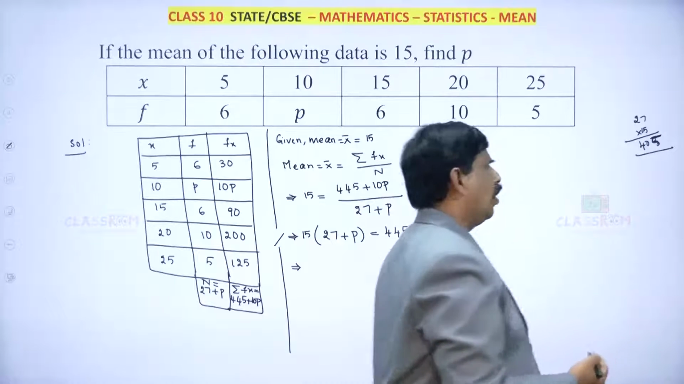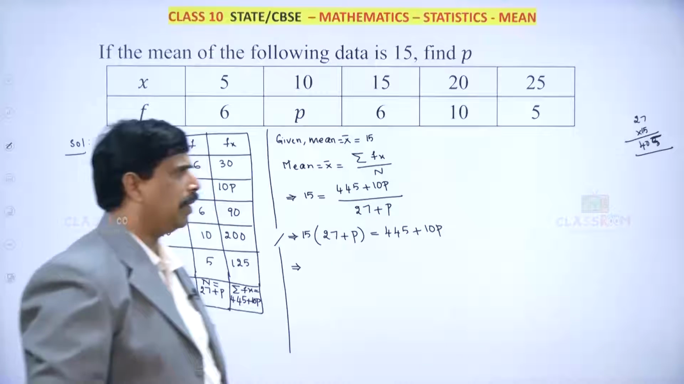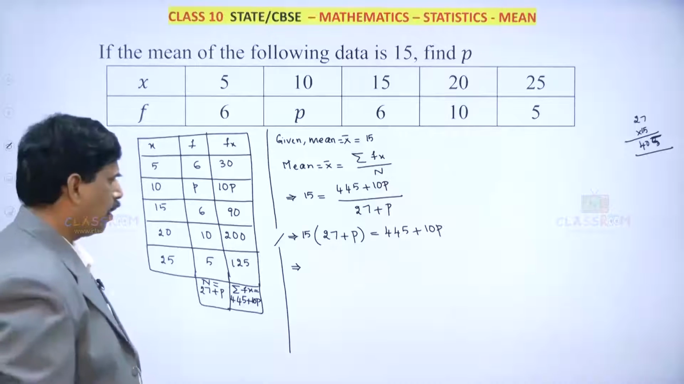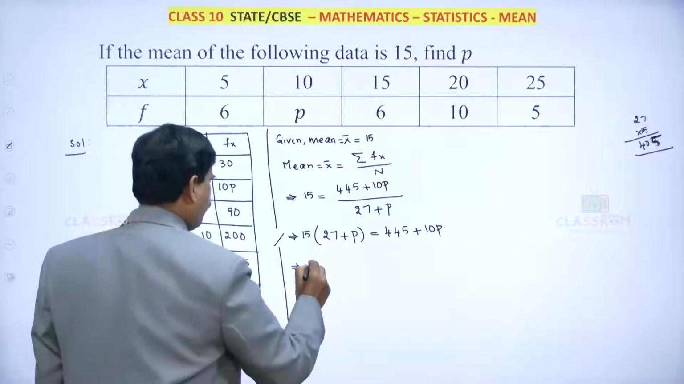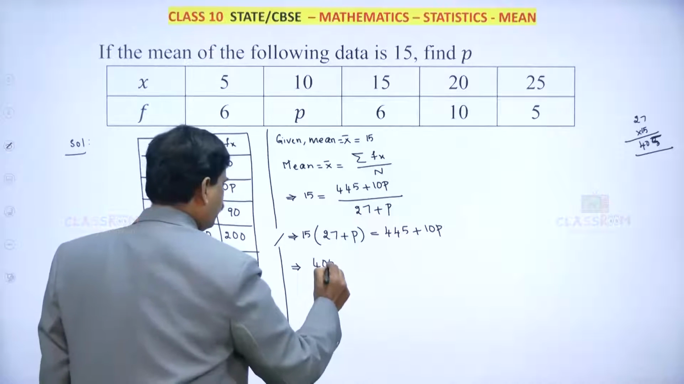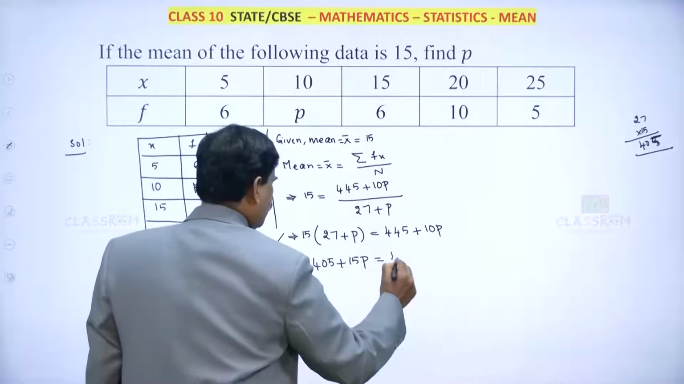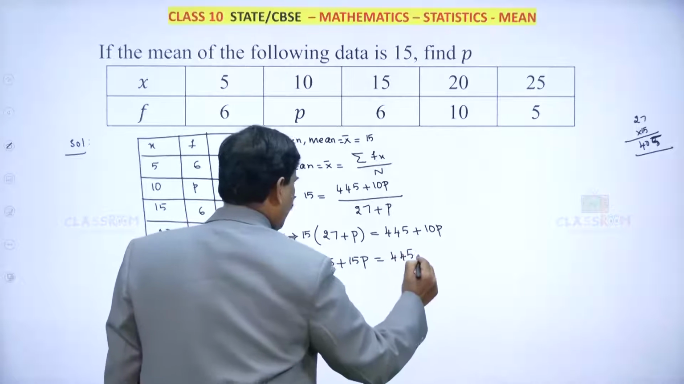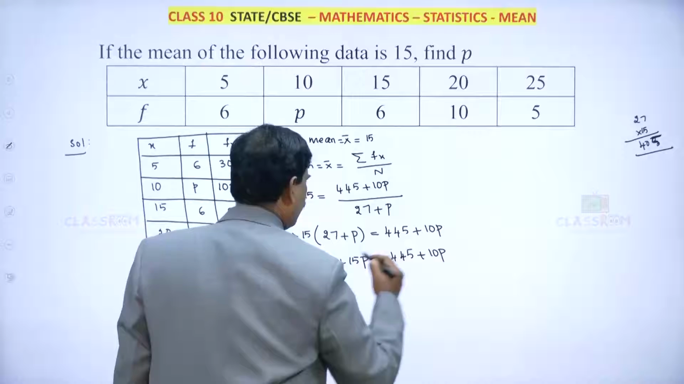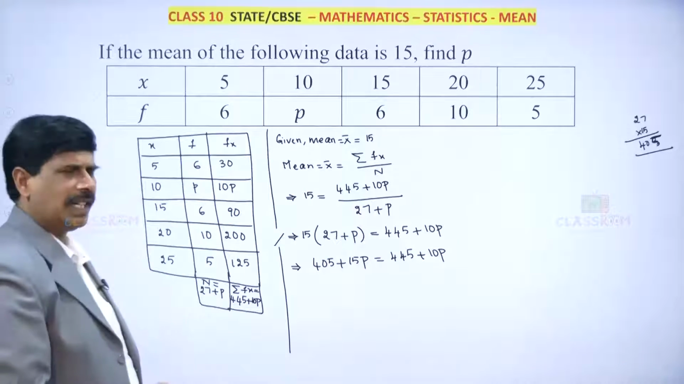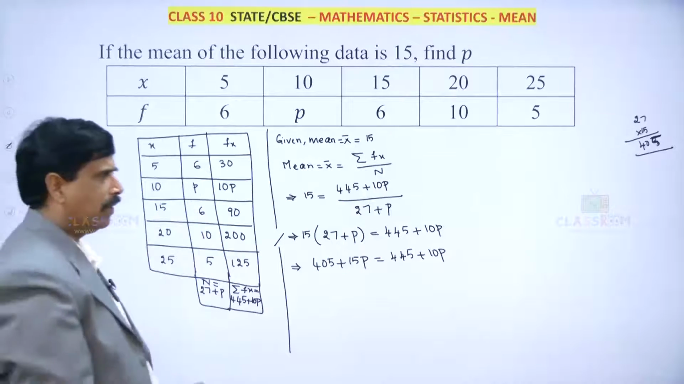15 into 7, 105. 5, 10, 15 2s are 30 plus 10, 40. 405 plus 15P is equal to 445 plus 10P. Now get that 10P this side and take this 405 other side.